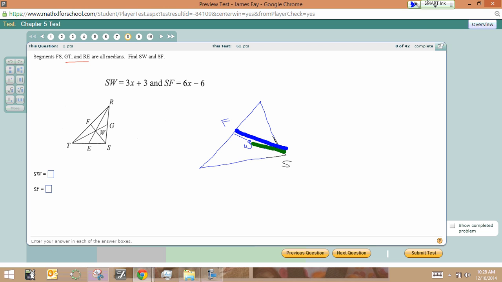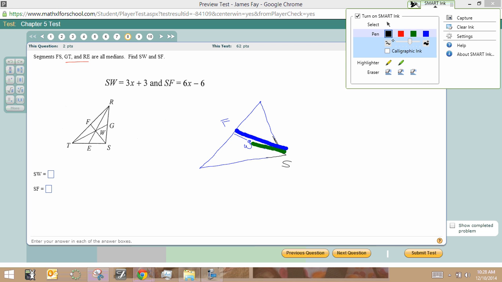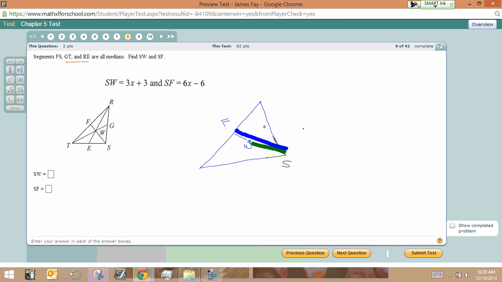Now when we compare these, we're comparing an entire median, the blue part, to a part of the median, the green part. Now the green part goes from a vertex to the centroid, and that distance is always 2/3 of the entire median. So when I make SW and SF, I try to make them equal. I look at how this green segment compares to the blue segment. The green segment is 2/3 of the blue one. So SW is 2/3 the blue segment, which is SF.